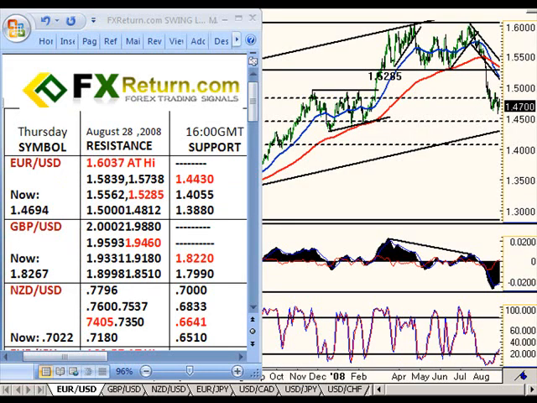Good afternoon. Welcome to the FXReturn.com Market Quickview for Thursday, August 28th, 2008. It's coming up on 1600 GMT, 12 noon on the East Coast. And we see the Euro trading in the background, currently 47.01. Right now, support still resides at 44.30. That's our trend line and Fibonacci support. And resistance is still square at 48.12.